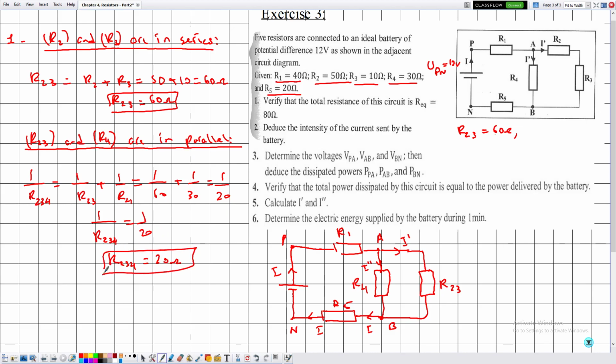And let's represent it in a new electric circuit. This is P, I. So this is N, this is B, this is A, and this is P. This is R1, this is R5, and this is R2, 3, 4.